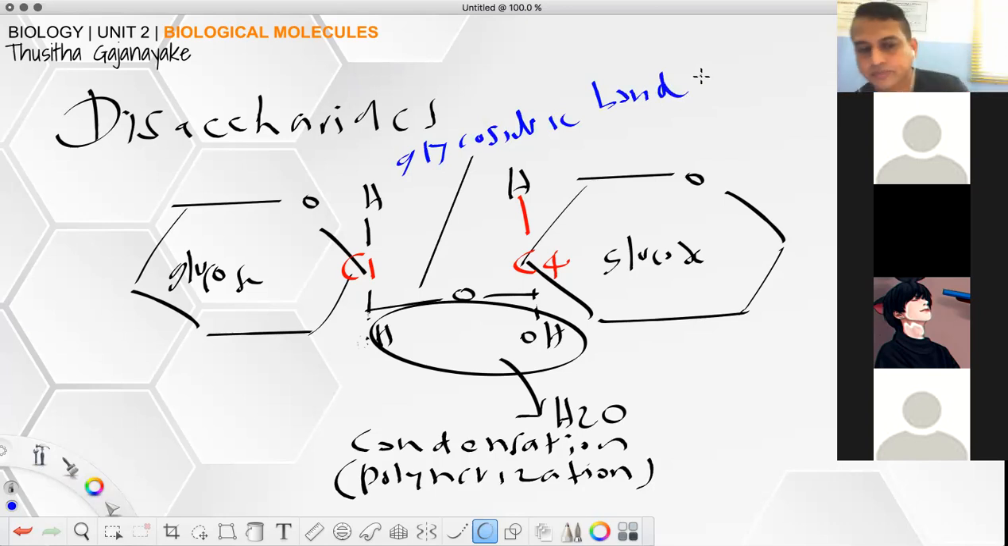Same way, glucose and fructose join to make sucrose, glucose and galactose join to make lactose. They all make this kind of bond. Right, can you copy this down under the disaccharides?